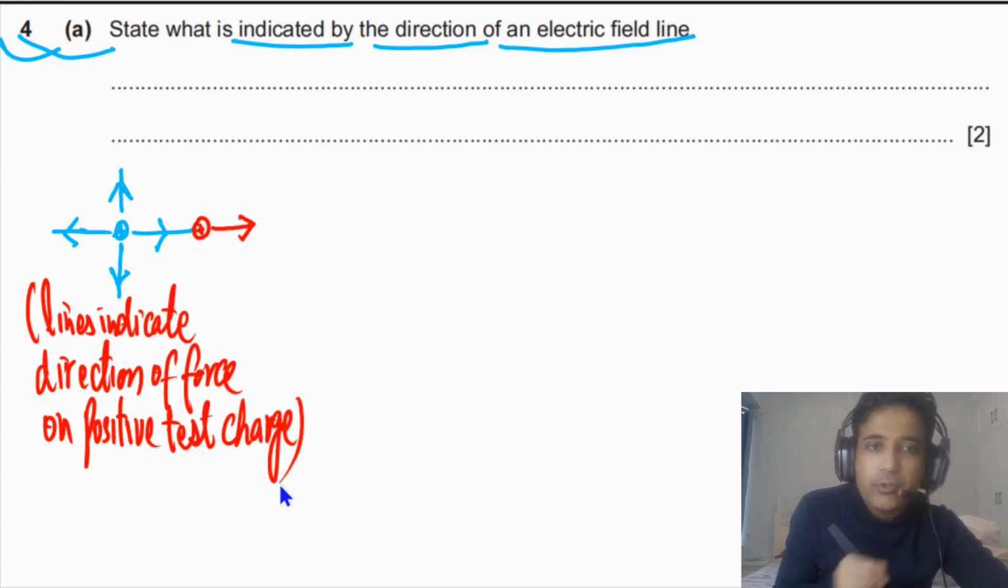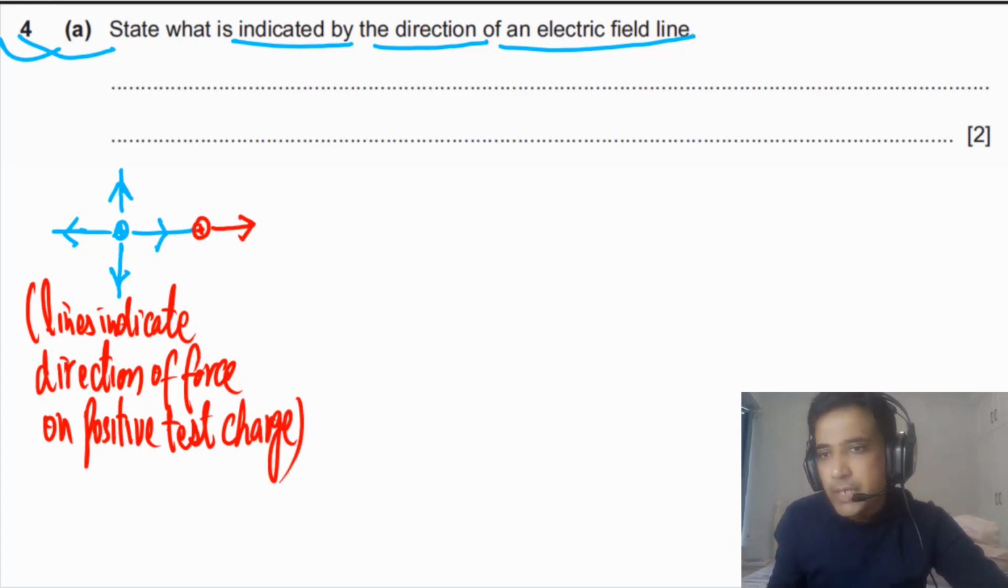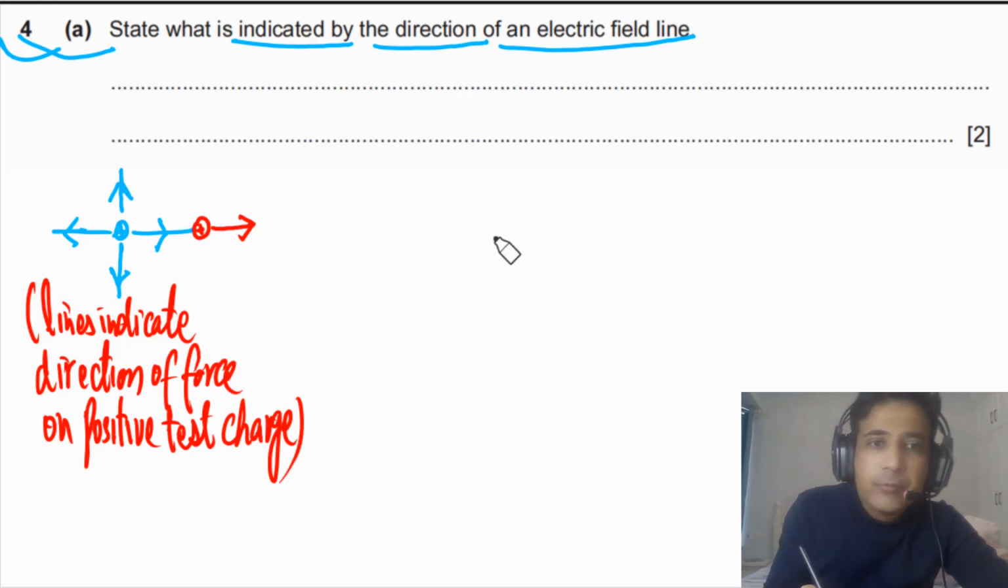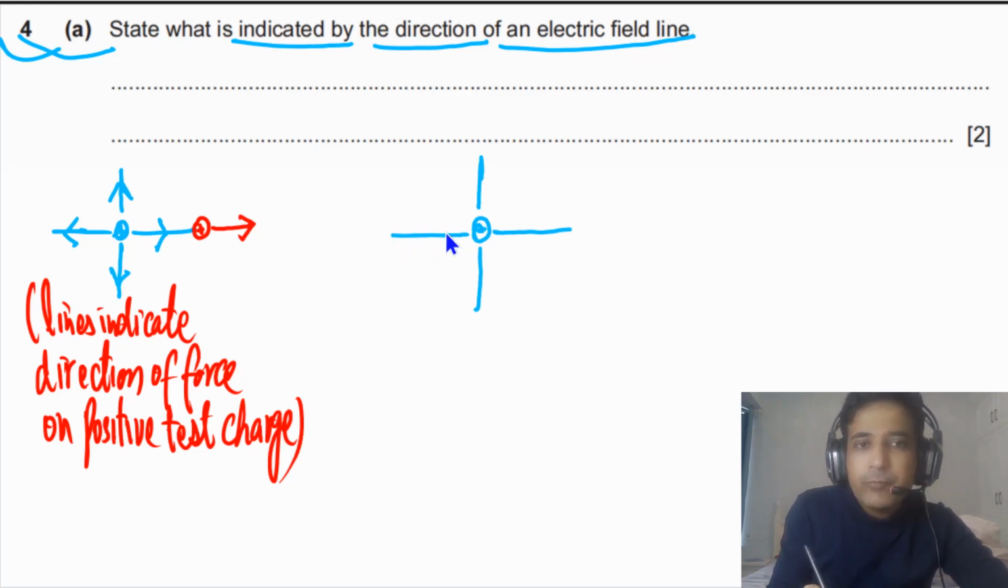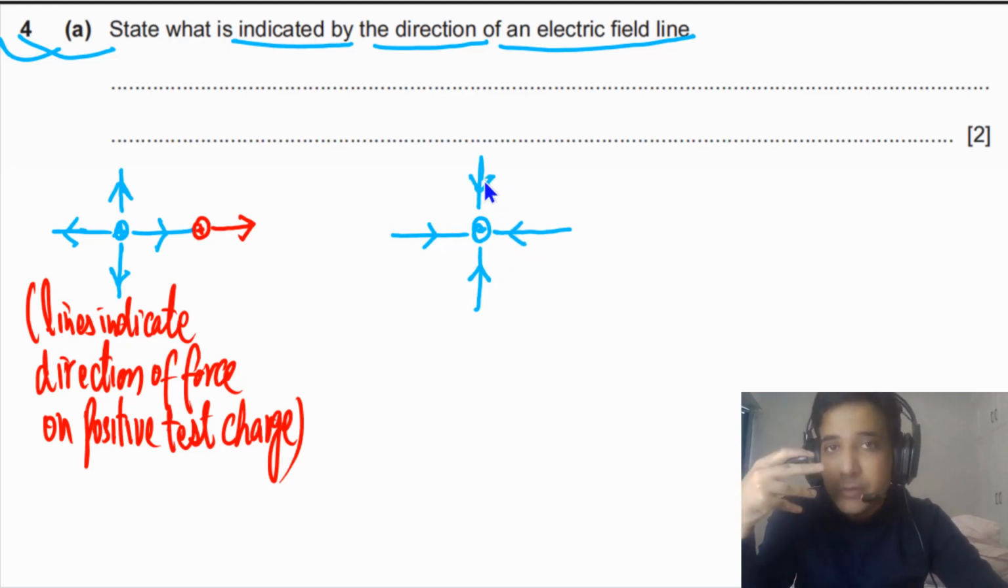We can also understand this with the help of a negative charge. Now imagine that we have a negative point charge. If we draw the electric field lines around this one, we will draw arrows pointing towards this negative point charge. So we will draw arrows like this. This is what we always do, and this question is simply asking you the reason behind that.